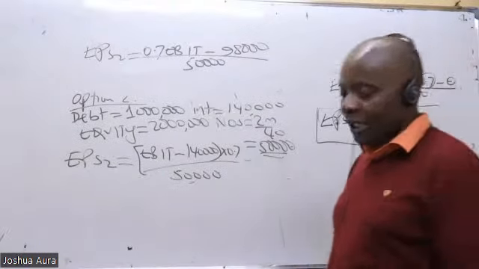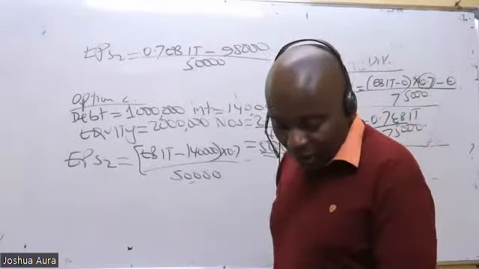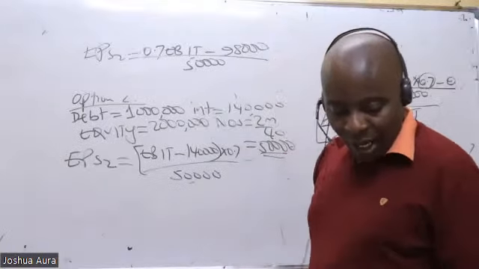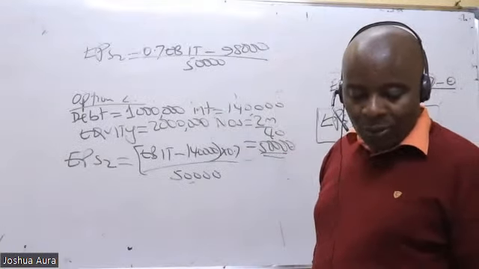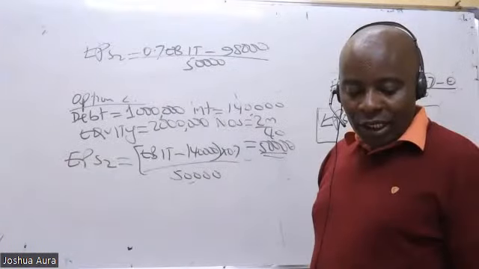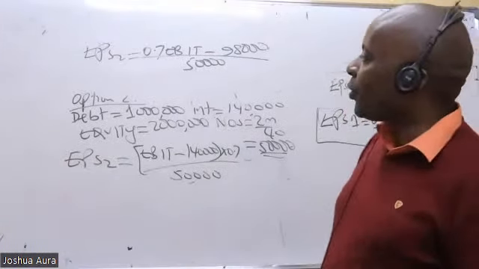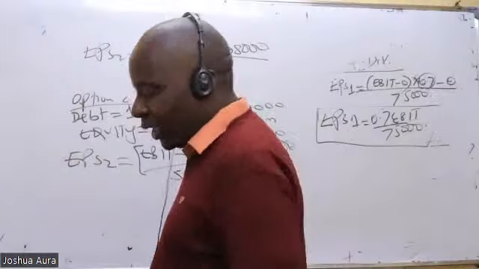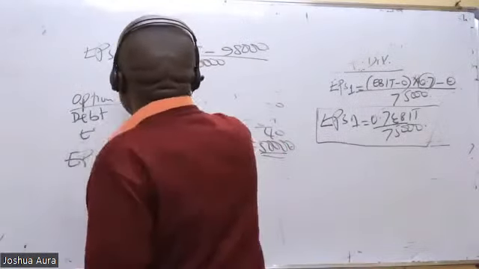Okay. So then remember what they have asked us now to do. What have they asked us to do here? They wanted us to find the operating profit indifference level associated with the two financing plans. So we know that at the point of indifference, this is what we know.